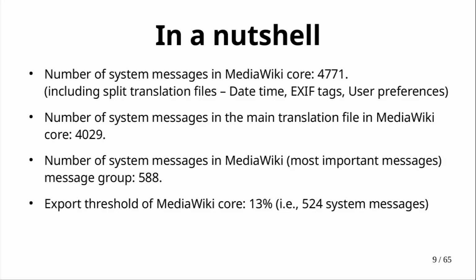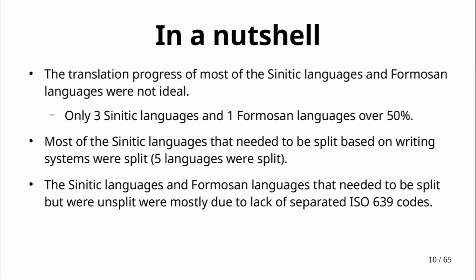In the main translation file, we have 4,029 at the moment. The number of the most important messages is 588. It's not very much in the main translation file, but they're mostly used. There is a proposal about splitting the most important messages into a separate translation file. The current export threshold is 13%, so you have to translate at least 524 system messages to make the language available in the MediaWiki core.